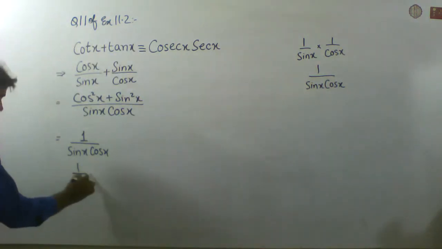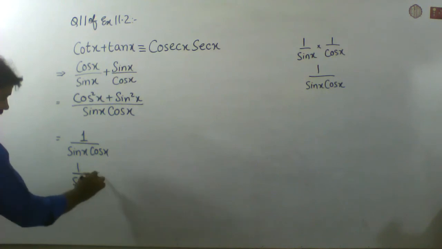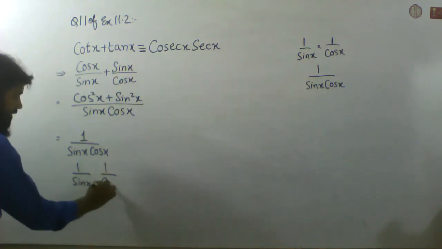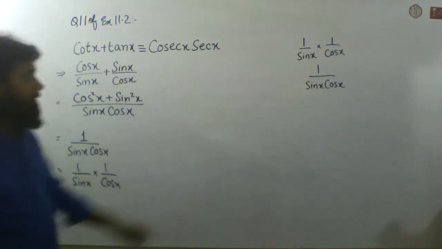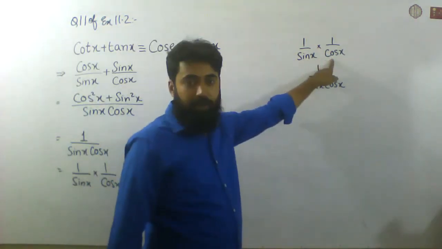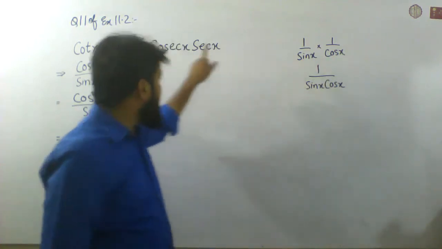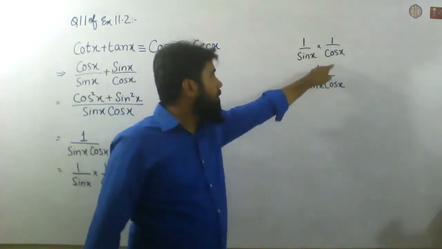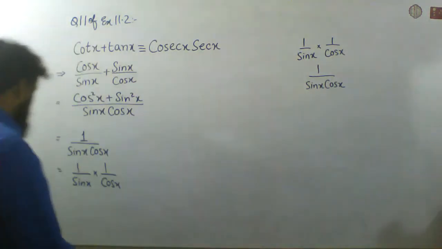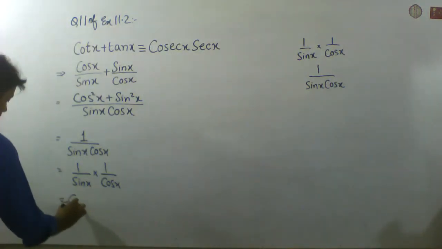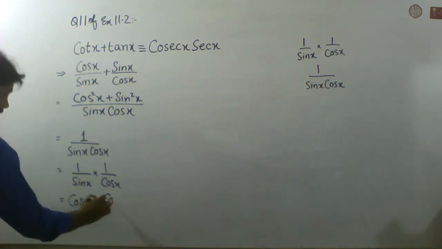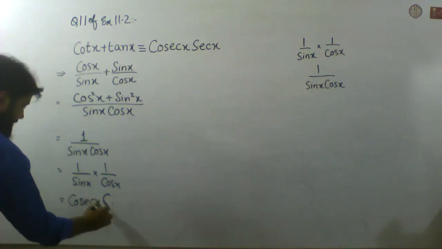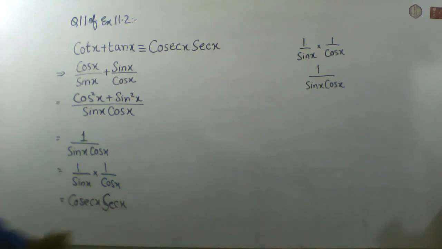1 over sin x into 1 over cos x. Here 1 over sin x is cosec x, and 1 over cos x is sec x. So cosec x sec x. That's your required answer in this question.